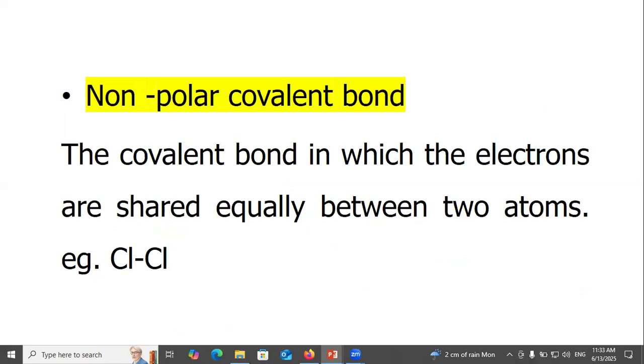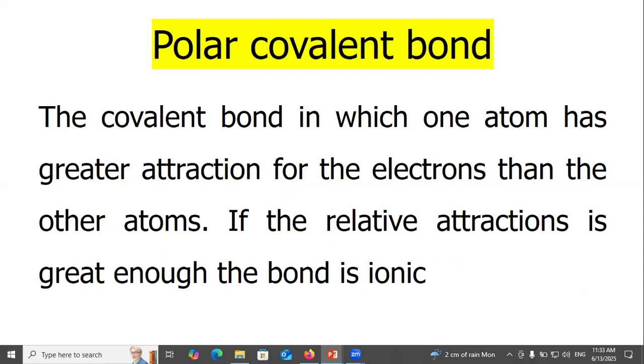Non-polar covalent bond: the covalent bond in which the electrons are shared equally between two atoms, for example, the chlorine molecule. Polar covalent bond: the covalent bond in which one atom has greater attraction for the electrons than the other atom. If the relative attraction is great enough, the bond is ionic.